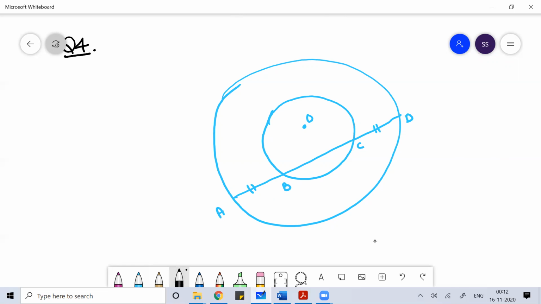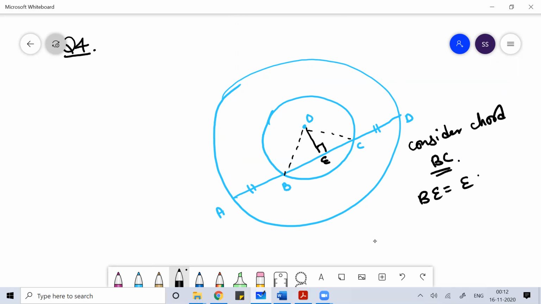From the center, draw a line perpendicular to the chord. Suppose this is point E. You know that it will bisect the chord. Consider the chord BC. Then BE will be equal to EC.